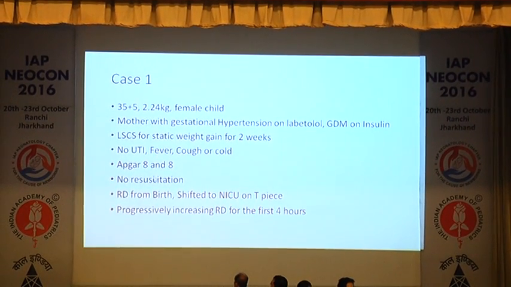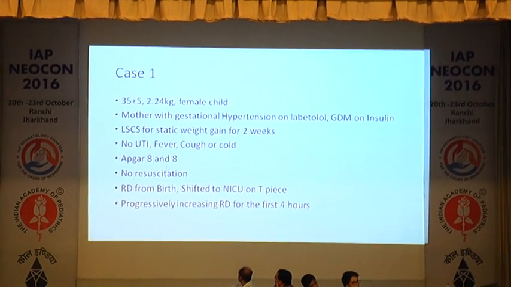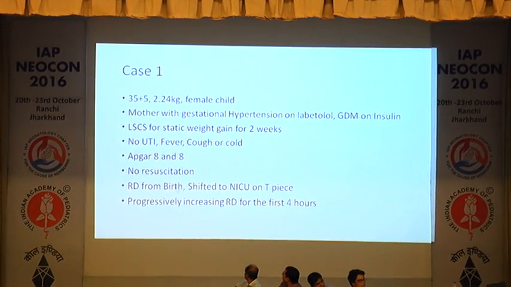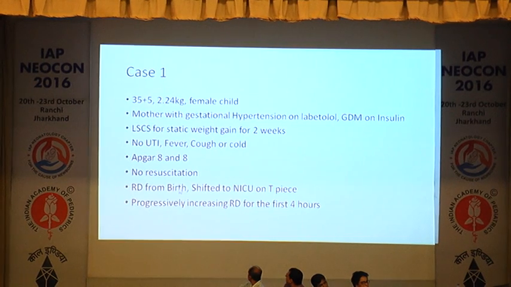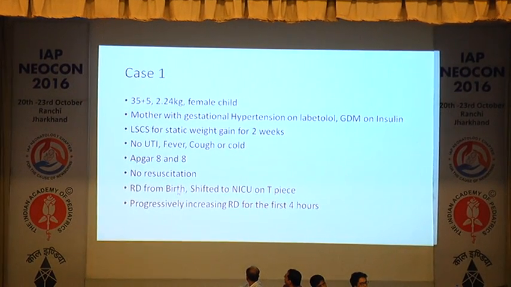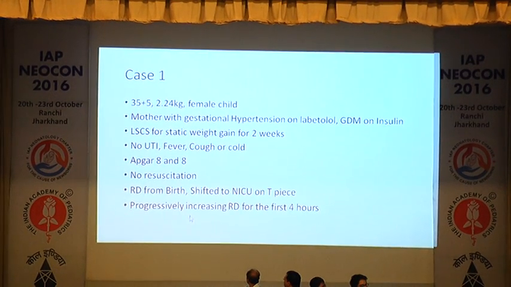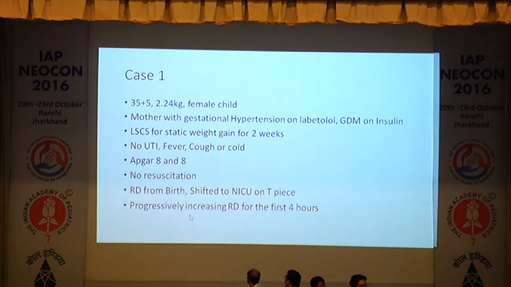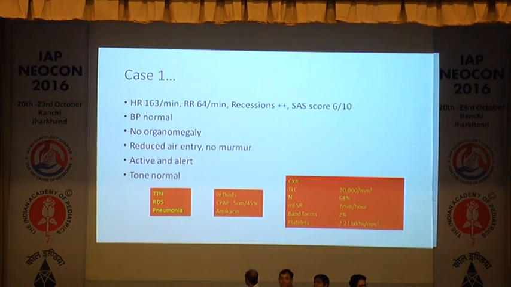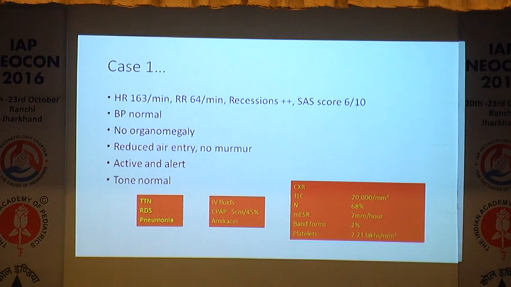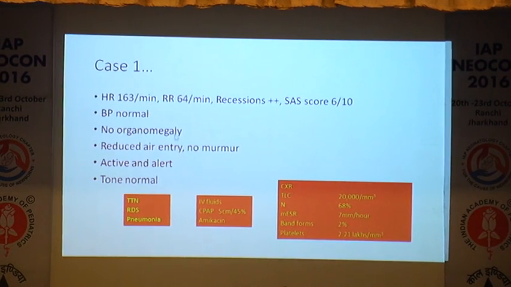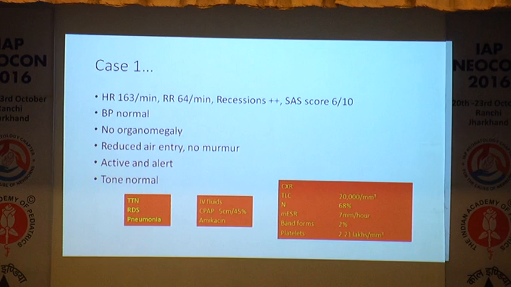There is no history of fever, cough, cold, or PPROM in the mother. The baby was born vigorous at birth, Apgars were 8 and 8, not requiring resuscitation. The baby started having respiratory distress from birth and was shifted to the NICU. Now, what happened is this baby started to have progressive respiratory distress in the first 4 hours. So we have a baby who otherwise didn't have any complication except for mother having GDM on insulin, starts having distress early and it keeps on increasing. The heart rate is 163, respiratory rate is 64, the baby had recessions, and Downes score is 6/10.